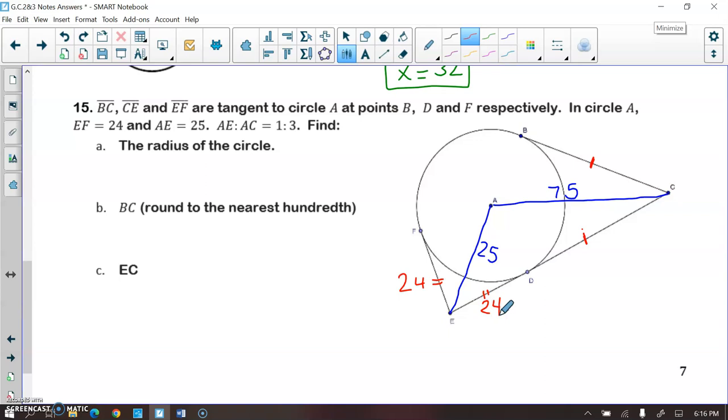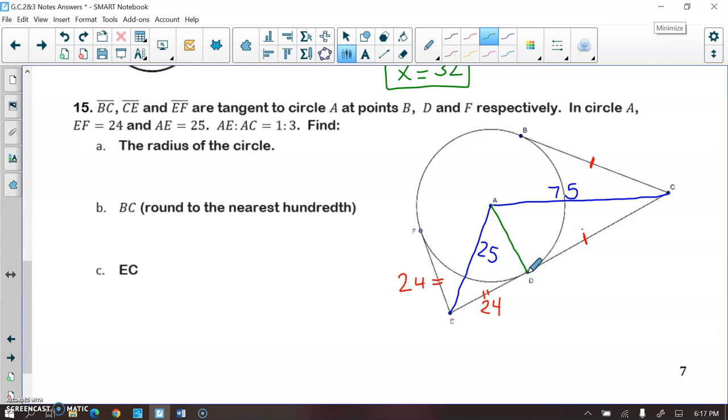So they want us to find the radius of the circle. They also want us to find BC, rounded to the nearest hundredth. And then they also want us to find EC. So let's get started. Let's first start on the radius. Well, if I connect A to B, actually, let's do it differently. I'm going to connect A to D. Or you can connect A to F, doesn't matter.